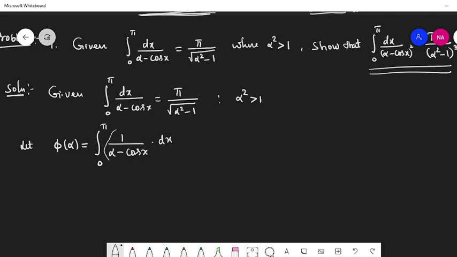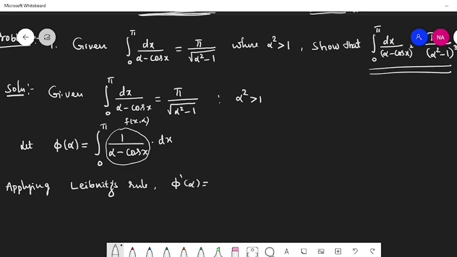This is f, this is f of x comma alpha. So applying Leibniz rule, we get phi dash of alpha equal to, applying Leibniz rule, phi dash of alpha equal to integral 0 to pi partial derivative of f we have to write. So partial derivative of 1 by alpha minus cos x.